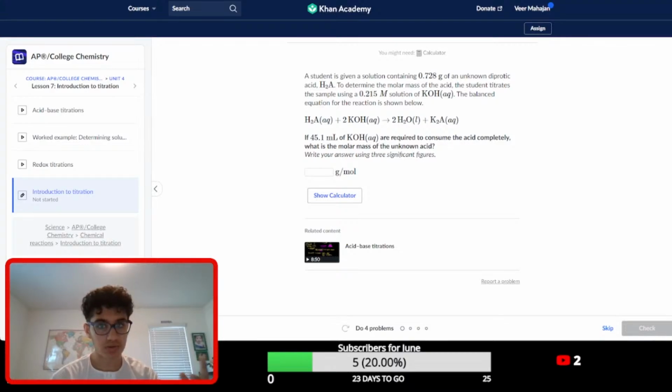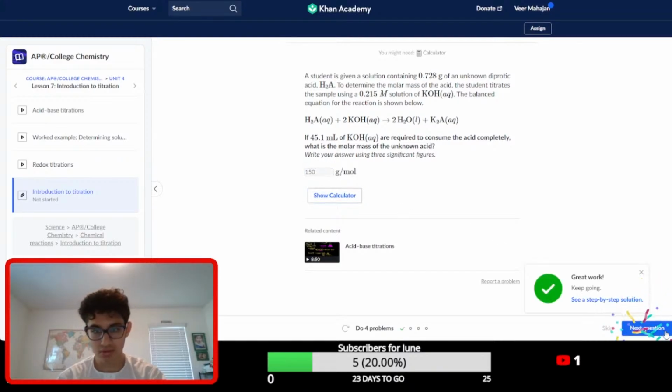So now you know that, and the molar mass is 0.728. So divide that by the number of moles to get 150. Oh, only three significant figures. So is that enough then? Yeah, this is enough, I think. Okay, good.